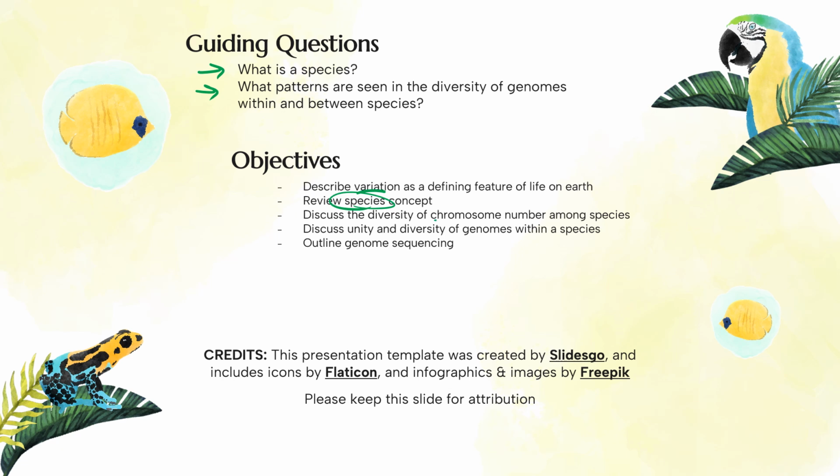We talked about the diversity of chromosome number among species. Our human chromosome number is 46. Different species have their own interesting numbers. We talked about unity and diversity of genomes within a species. As humans, we have 99.9% of our DNA in common. That 0.1% are those SNPs, those single nucleotide polymorphisms. Genome sequencing, trying to figure out the order of A's, T's, C's, and G's so that we can identify those SNPs and use our genetic variation to improve health and understanding.